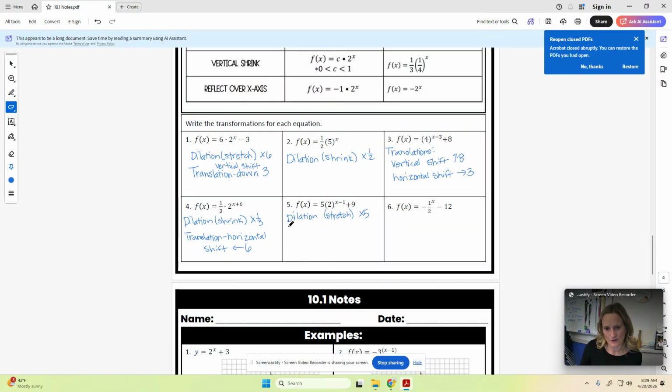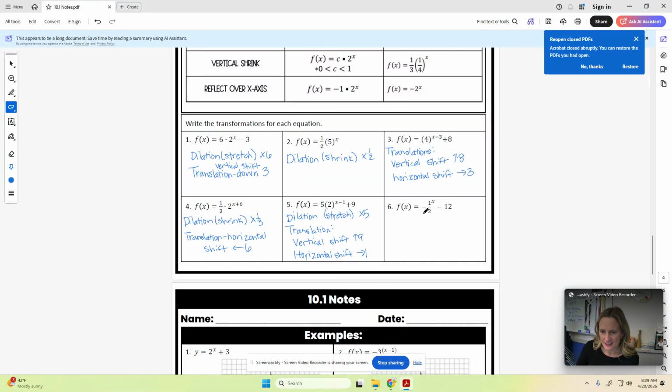And then we have 2 translations. We have that vertical shift of 9. Our graph is going up 9. And we have that horizontal shift of 1, but since it's subtraction of 1, it's going to move it in the positive direction, or to the right 1.